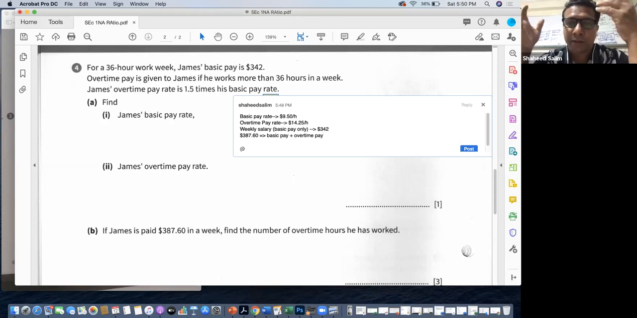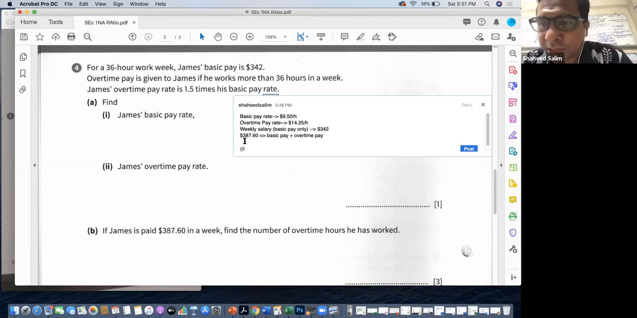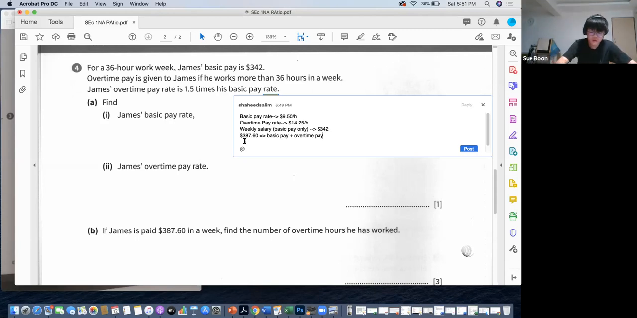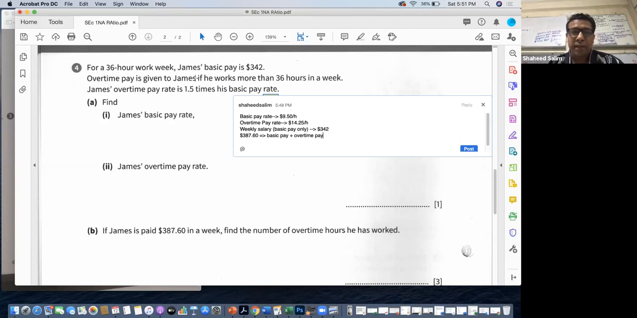This is a life skill. So now, let's say this guy is paid $387.60. How much is the basic pay? I already wrote it there for you. No, $9.50 is per hour. Now this is in a week. Every week, his basic pay is $342. They get 9.50 times 36, that's why they get 342. So 342 is the basic pay.